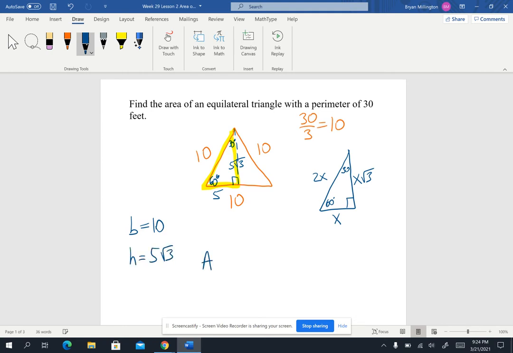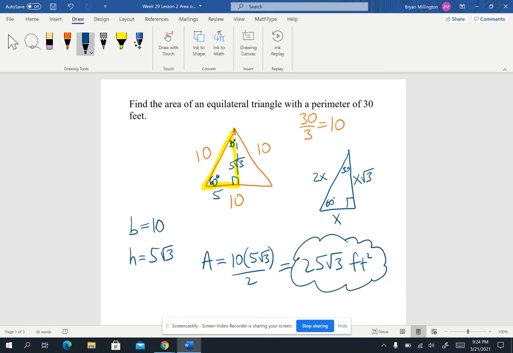So my area is going to be 10 times 5 root 3 divided by 2, which is going to be 25 root 3. They gave us the units were feet, so this would be feet squared. So 25 root 3 feet squared. Ms. Rose and I are very happy with you leaving your answer with the root 3 in there. It's a nice exact answer.